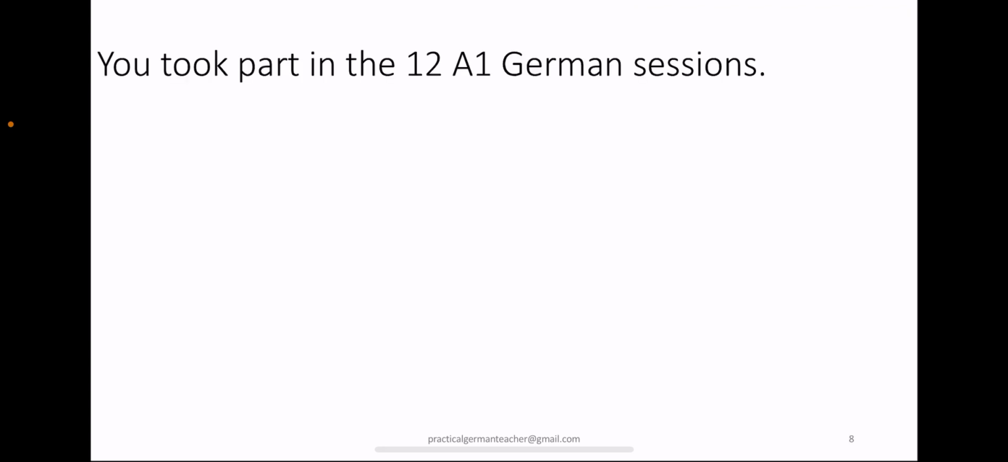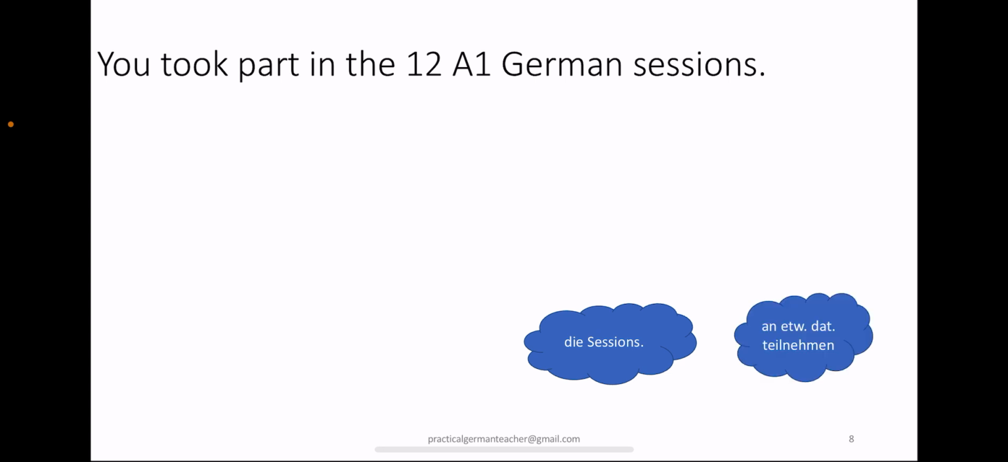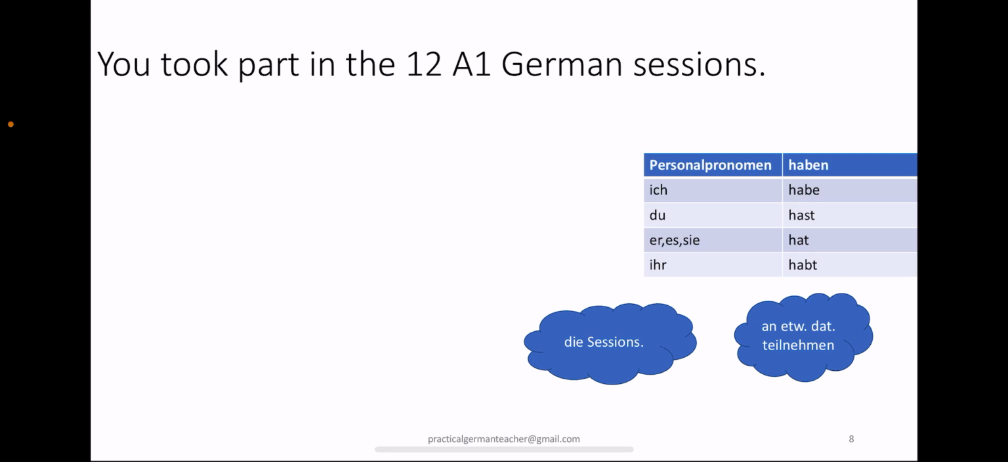Next sentence: you took part in the 12 German sessions. This sounds complicated to translate in German, but it's actually not. Let's see how we can do it. Sessions, you can just say these sessions. To take part in something, the verb for that is teilnehmen, and you cannot use in in German, you have to use an in this context. So the correct verb and preposition will be an etwas dative teilnehmen. What comes after an, that object, must be in dative case.